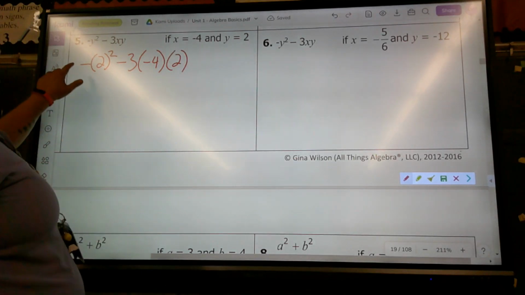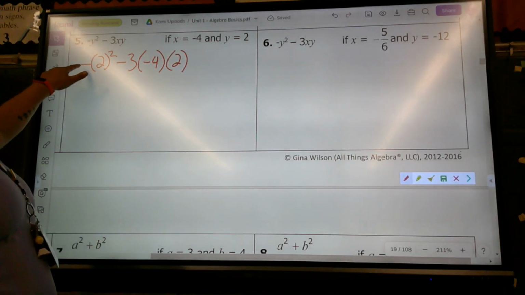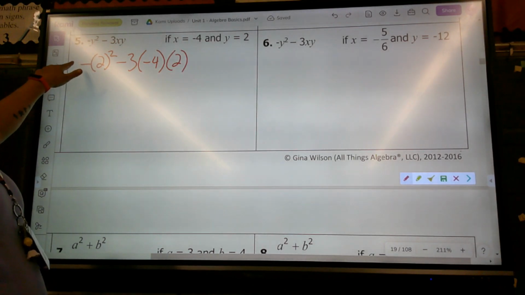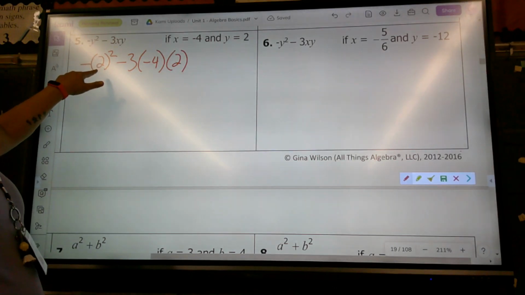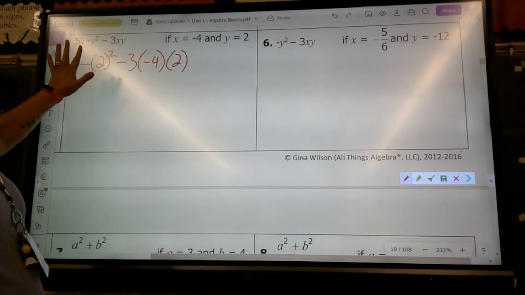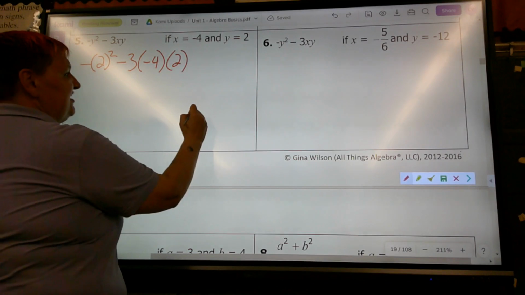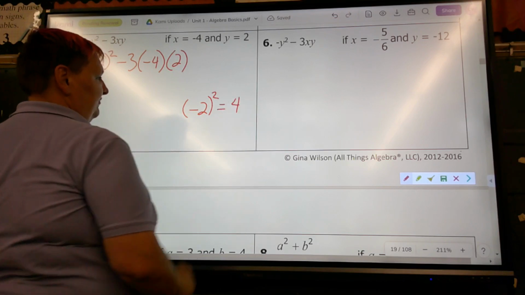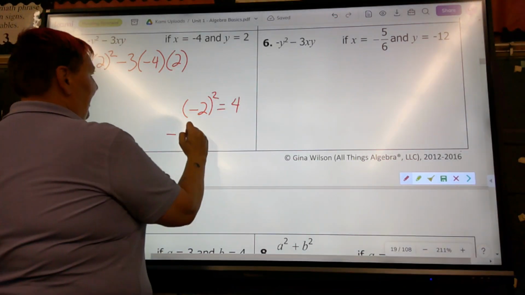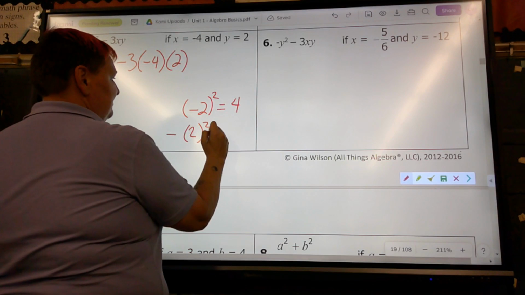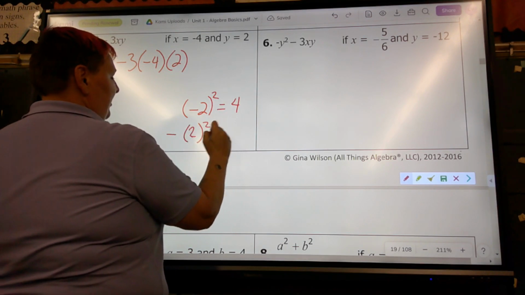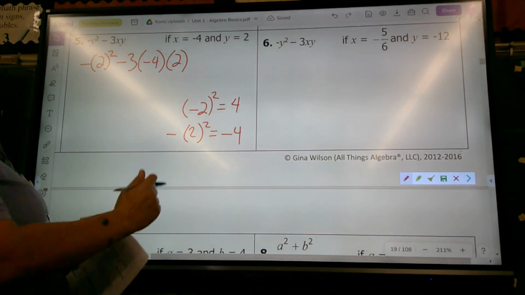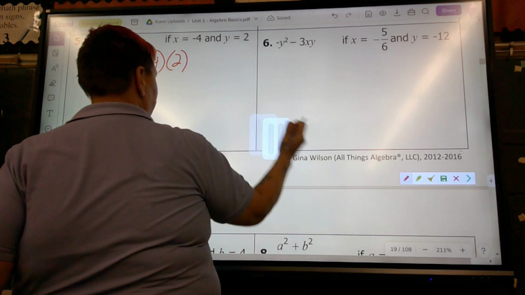Now ask yourself why I kept the negative outside of the parentheses. That changes things. If it was inside the parentheses, negative 2 squared would be 4. But because it's outside the parentheses, 2 squared is 4, and then we bring over the negative. It changes the answer. Now, why would I keep it outside the parentheses?